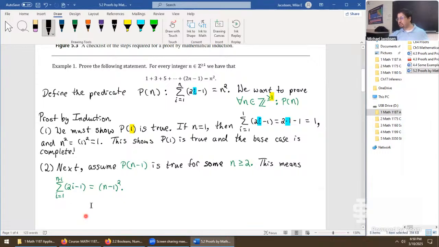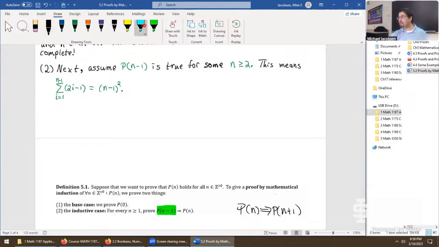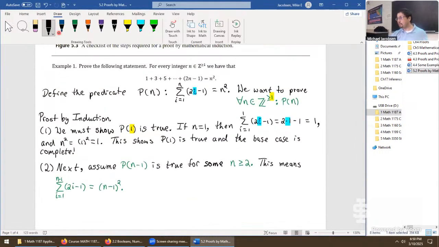Okay, using the truth of that assumption, we now need to show it implies directly Pn is true. So let's say that's right here, just to be specific. We must show this implies Pn is true.